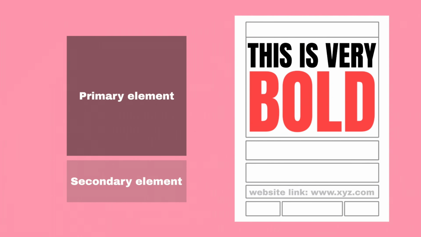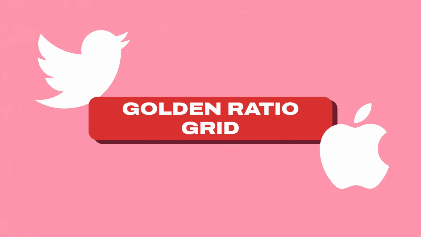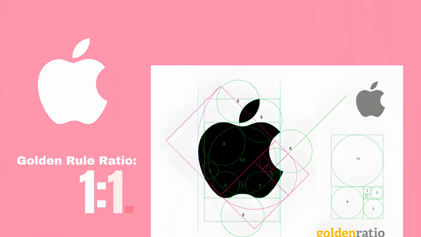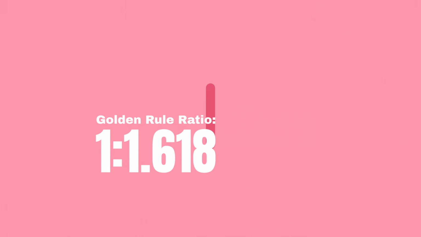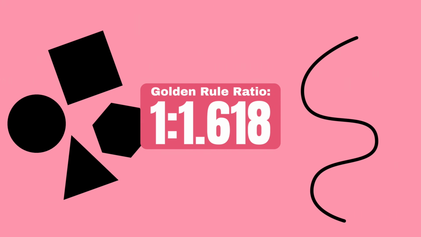smaller font. In logos like the Twitter bird or Apple logo, the golden ratio plays a subtle yet powerful role in making them look balanced and visually appealing. This ratio, roughly 1 to 1.618, is all about creating perfect proportions. And when applied to logo design, or any design for that matter, it helps the shapes and curves feel just right to our eyes. Or so says the theory.